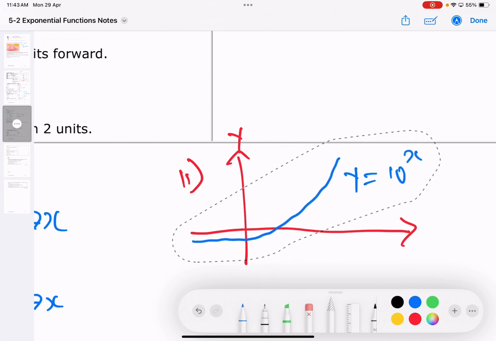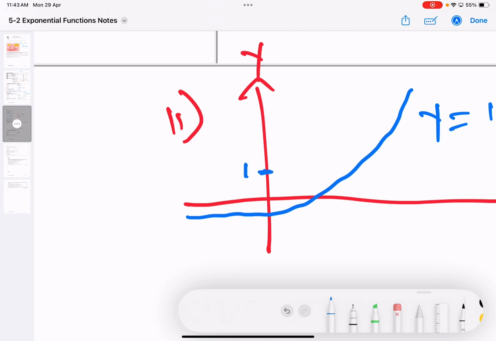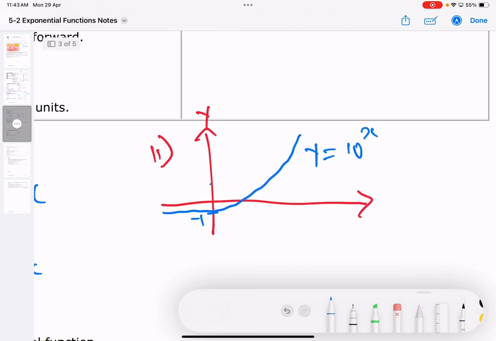But the question is, how low should I go? Negative 2? Think about it again. Initially, it was at 1, right? If I shift down 2 units, where will it go? Negative 1. Okay? So here is the graph of minus 2. Okay, so this is part 2.